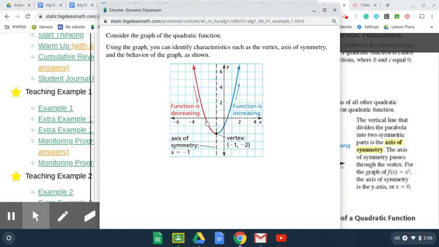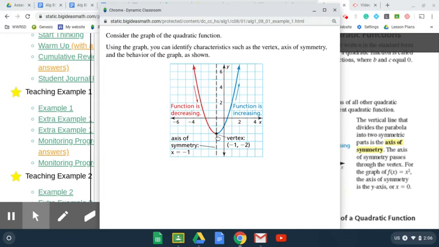The first thing that we can identify about this parabola is the vertex. Here's our vertex right here, right where the direction of our parabola is changing, right at that U. So this vertex point is the point (-1, -2).